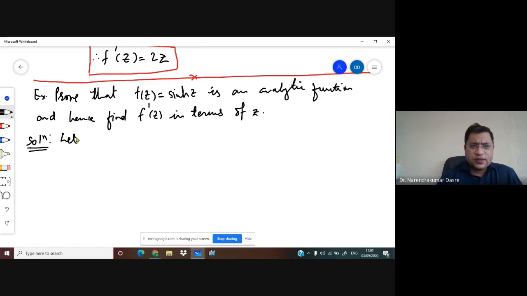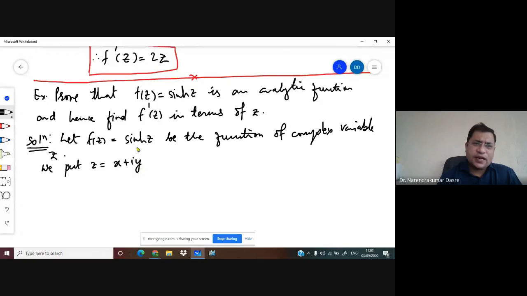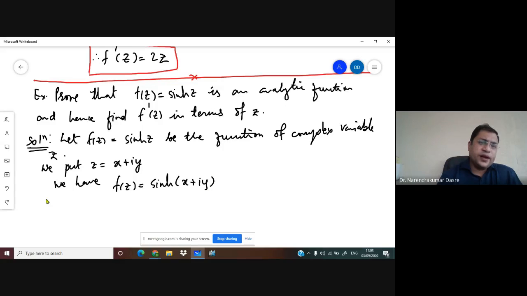What we have is f of z is equal to sin hyperbolic z, a function of the complex variable z. We put z is equal to x plus iy. First we have to find out what is u and what is v. So we have f of z is equal to sin hyperbolic (x plus iy).